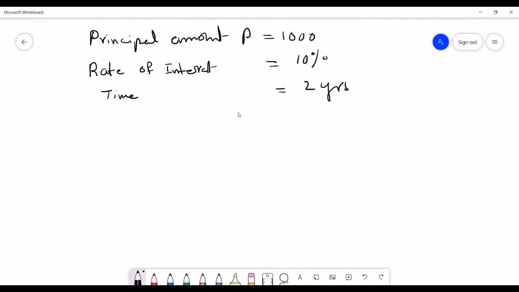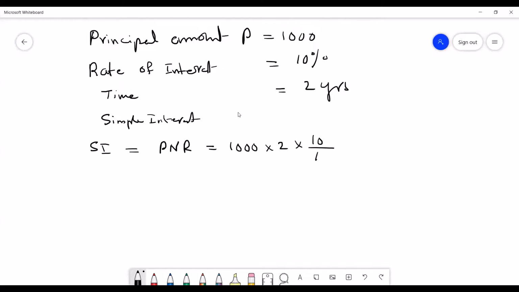As per the simple interest method, the simple interest will be PNR. Here P stands for principal amount, that is 1000. N stands for the number of years, and R stands for the rate of interest. So here we will get it as 200 rupees. 200 is the simple interest.